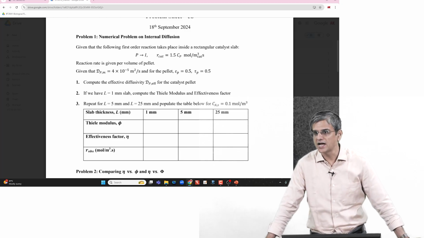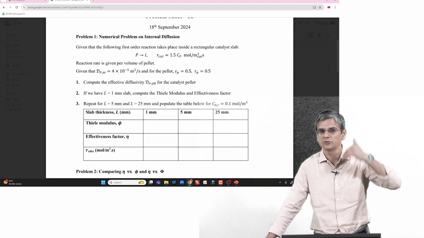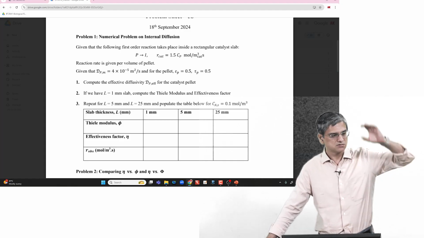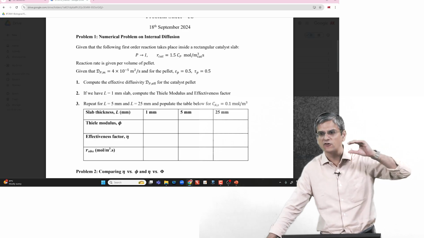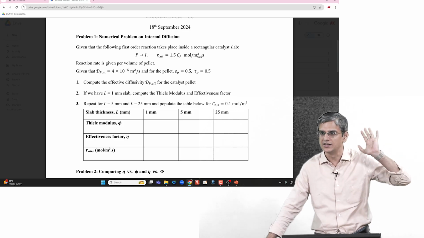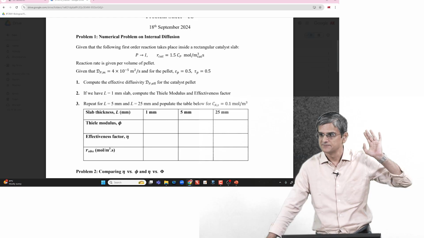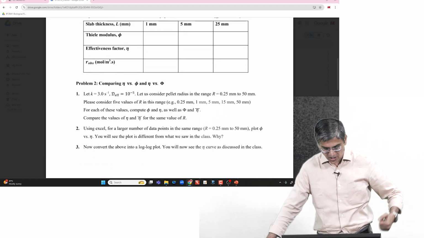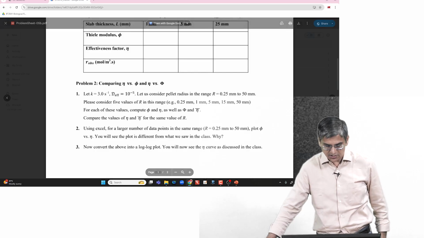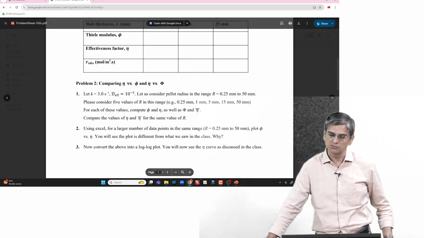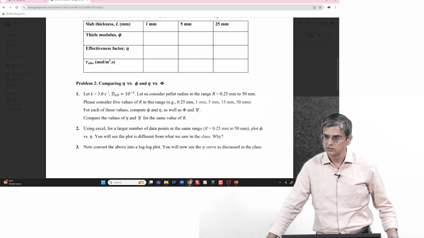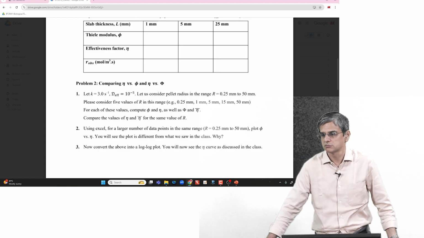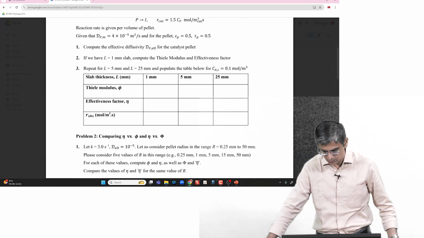Remember, capital phi is LC square root of K by D. LC is volume divided by area. For a slab, volume divided by area happens to be equal to L. Okay. One week from now, you are going to calculate eta versus small phi and eta versus capital phi. That will be another tutorial. If you want to do that in the class, we'll do that in the class, or we can take a break in that week, however you want.